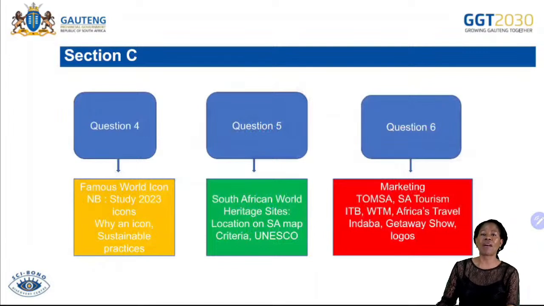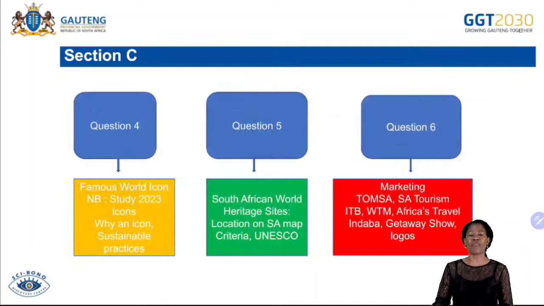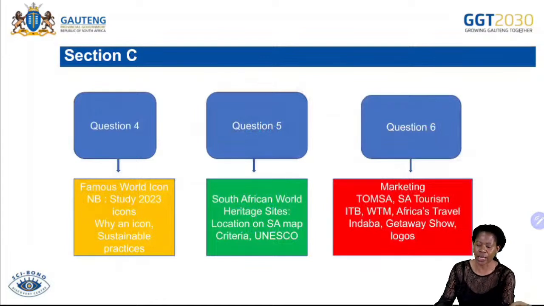Now we go to Question 5. In Question 5, you will find South African World Heritage Sites. We did them, the 10 of them. You will be asked to do the location on the South African map. You will also be asked the criteria that were used to identify those types of sites. And then also, they will be talking about UNESCO. Know what UNESCO is, and what UNESCO is for in terms of the World Heritage Sites.